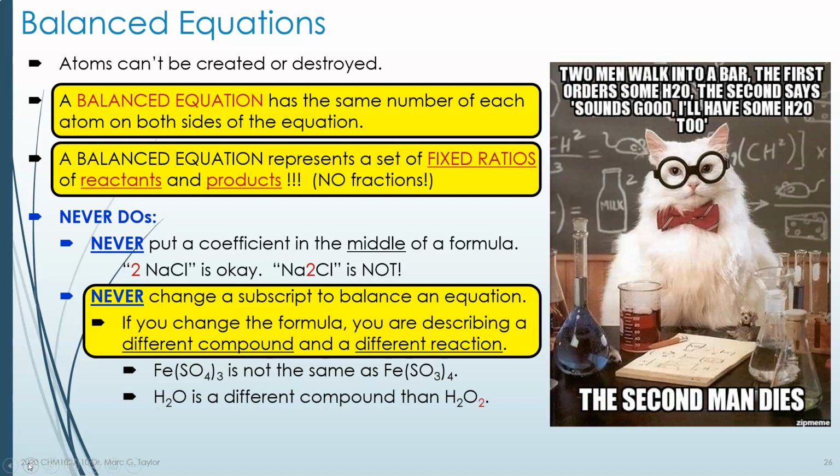The joke is, 2 men walk into a bar. The first orders some H2O. The second says, sounds good, I'll have some H2O too. The second man dies.